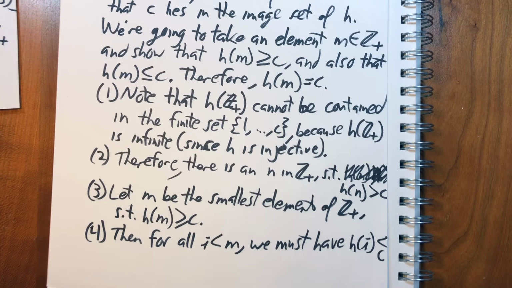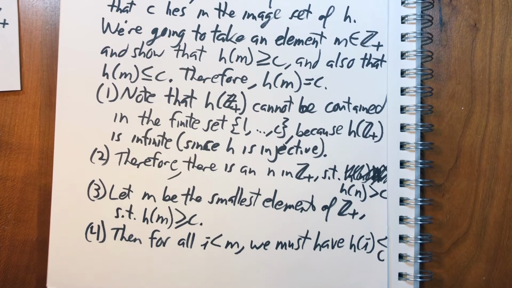The function H covers every element of the range of C. That is, for every element of C, there is some element in the domain that H sends to that element. Now, remember what we're ultimately trying to prove here: that capital C is an infinite subset of the positive integers. We're trying to prove that C is countable.